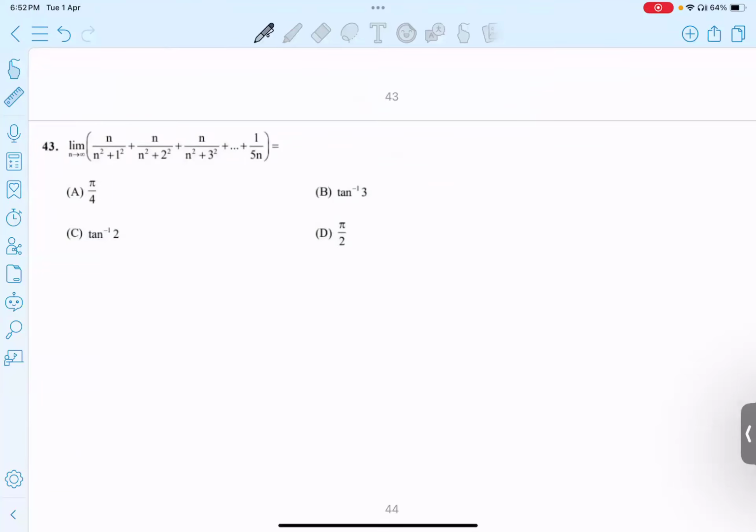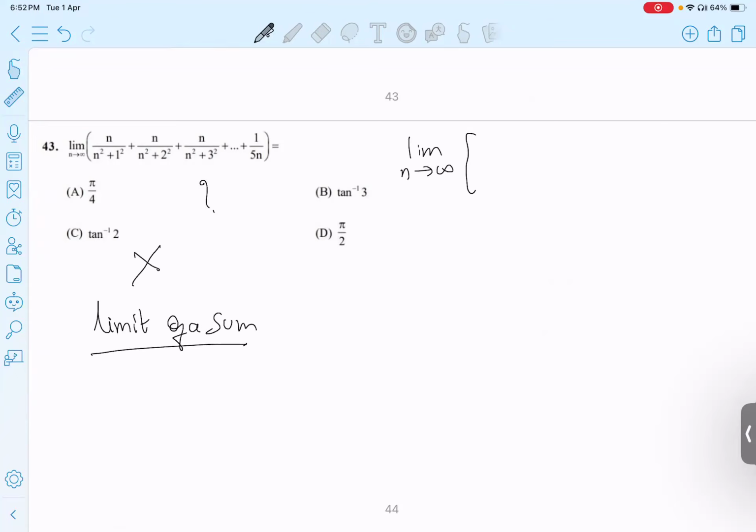Limit n tends to infinity. So remember, whenever a question with infinity has been asked, not this question, this is an out of syllabus question again, there was a concept called a limit of a sum. It is a deleted portion, so this type of question cannot be asked. But if the limit is tending towards infinity and the question is like this, how to simplify this kind of problem? So limit n tends to infinity.